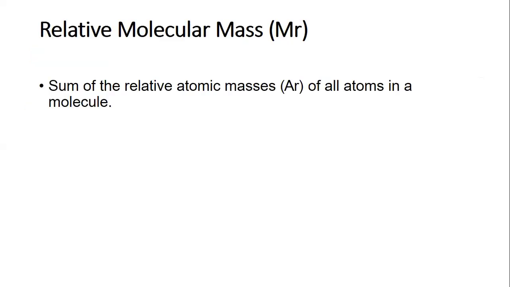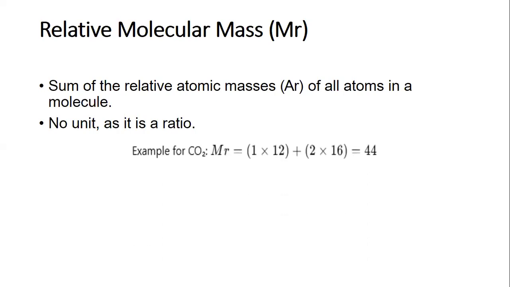Now, what is the relative molecular mass and how will we find it? Relative molecular mass is basically the sum of the relative atomic masses of all the atoms in a molecule. It is basically a ratio, so it has no unit. Now we will calculate the relative molecular mass of carbon dioxide. How will we calculate this? We will take the values from the periodic table, which are the values of relative atomic masses.